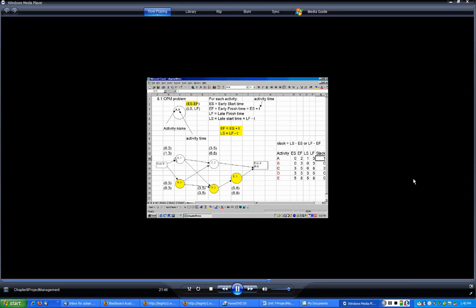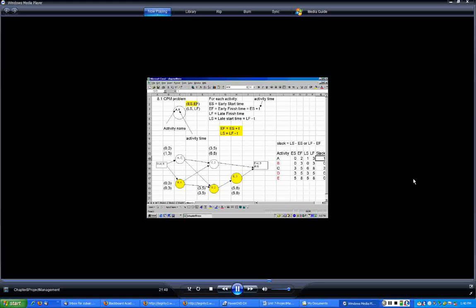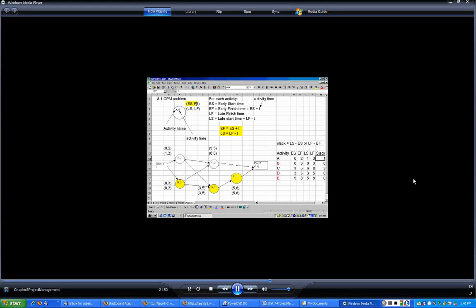Next to each node, we will have two sets of numbers. Always the top set of numbers is the early start, early finish. The bottom set of numbers would represent the latest start and latest finish times.